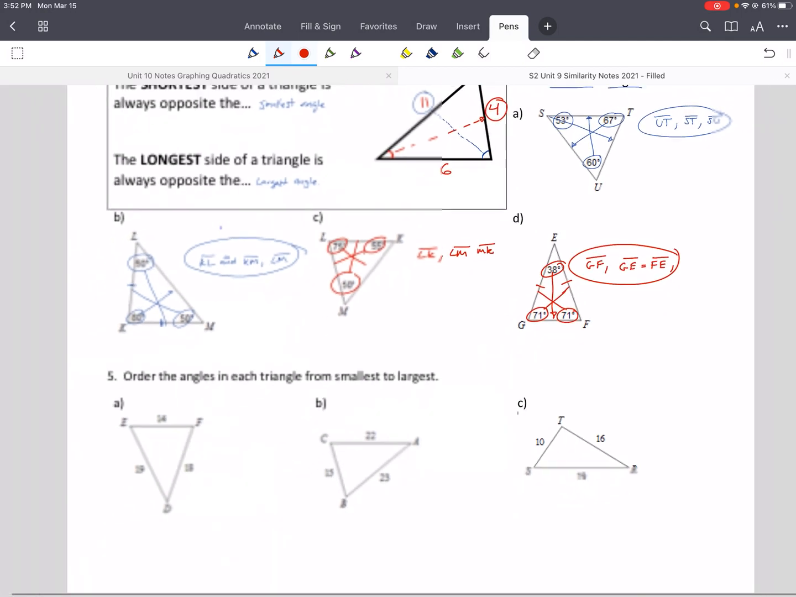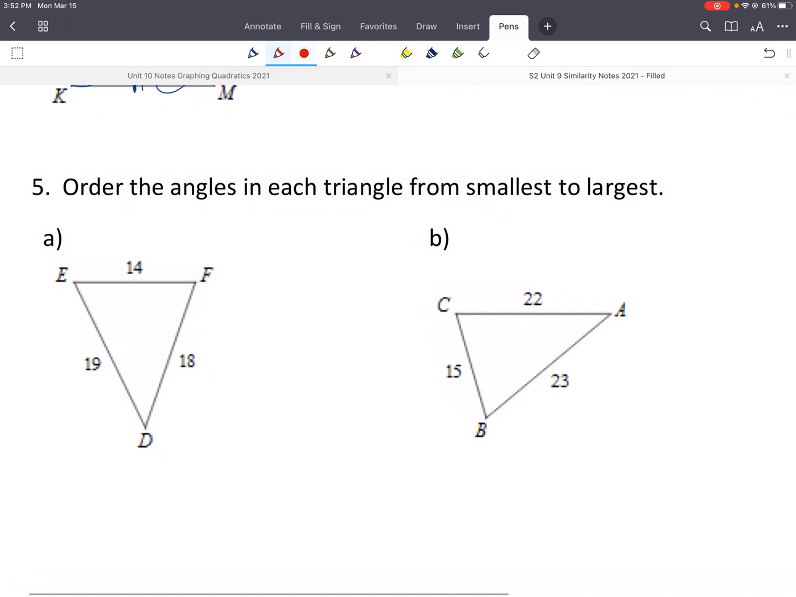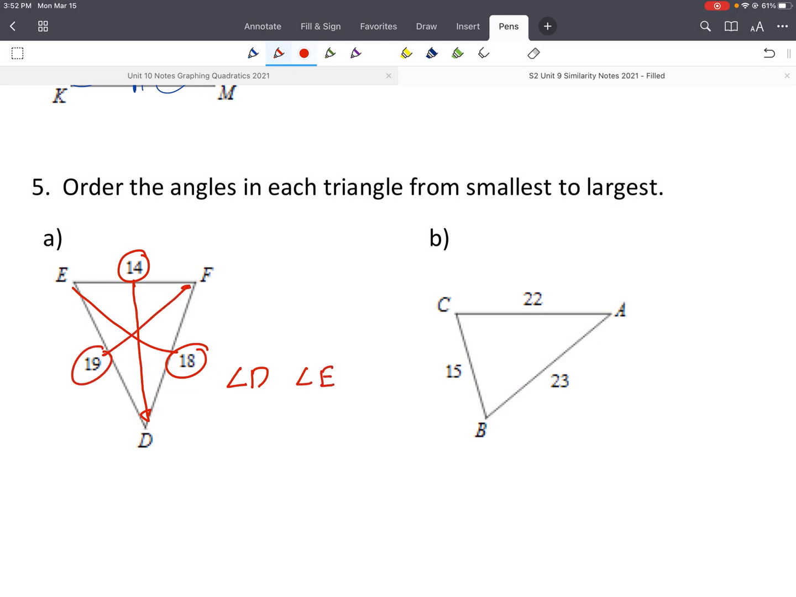Okay. All right. And we can also do it in the opposite direction. If we know the sides, we can find the smallest to largest angles. So this is the smallest side. Then opposite of that is the smallest angle, so angle D. And then we have 18. Opposite of that is angle E. And then opposite of the 19 is the angle F.